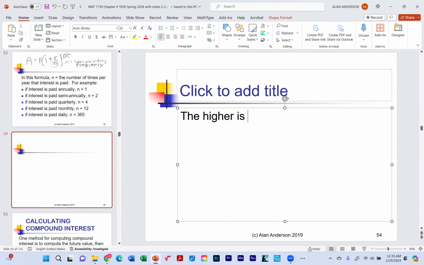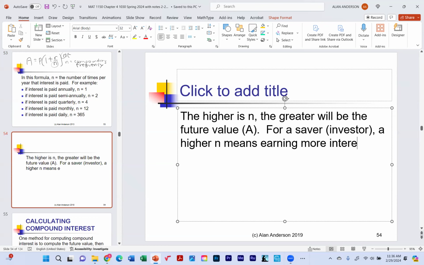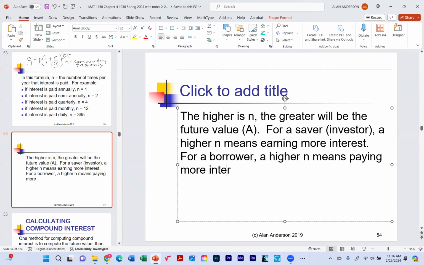The higher the n, the greater will be the future value, which is A. So in other words, for a saver or investor, a higher n means earning more interest. For a borrower, meaning somebody who's using their credit card, a higher n means paying more interest. So if you're the borrower, you want n to be as small as possible. If you're the lender, meaning you're investing your money, you want it to be as high as possible.